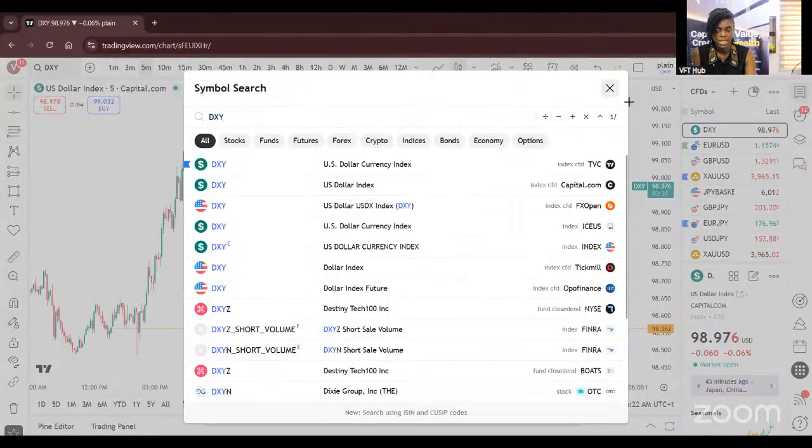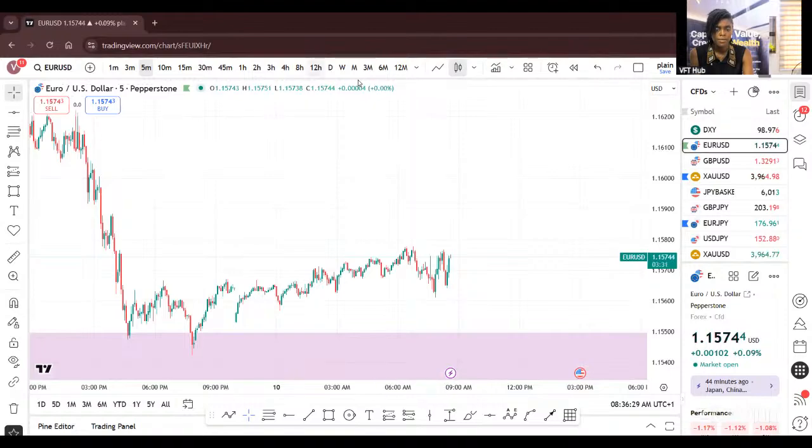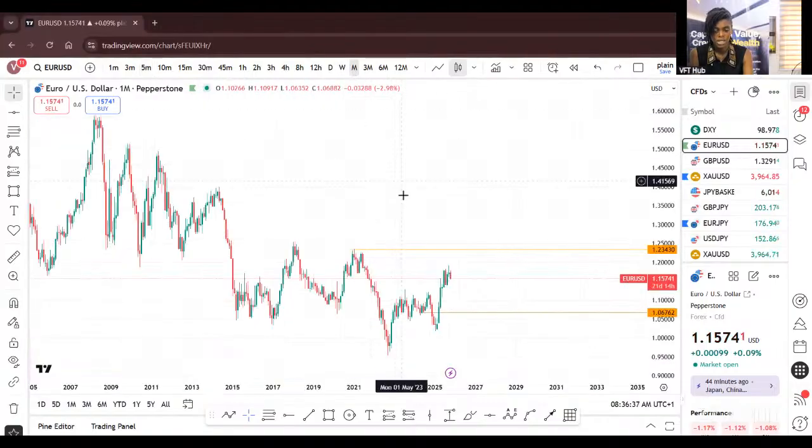So let's head straight to dollar correlated pairs such as Euro USD and GBP USD to see what the market is doing. Since dollar, we are saying that there's a strong dollar today.